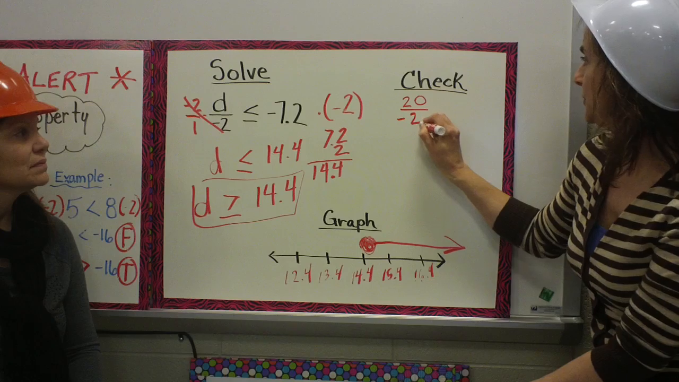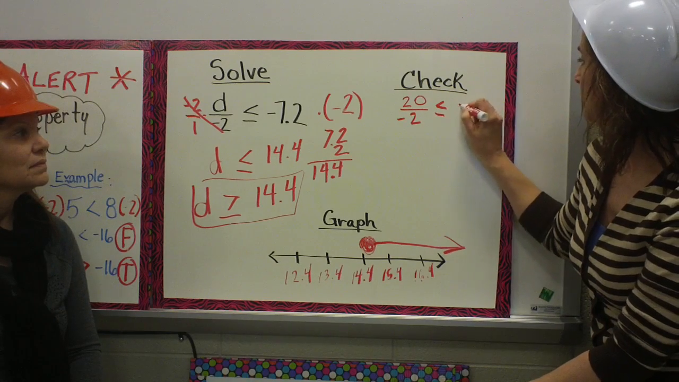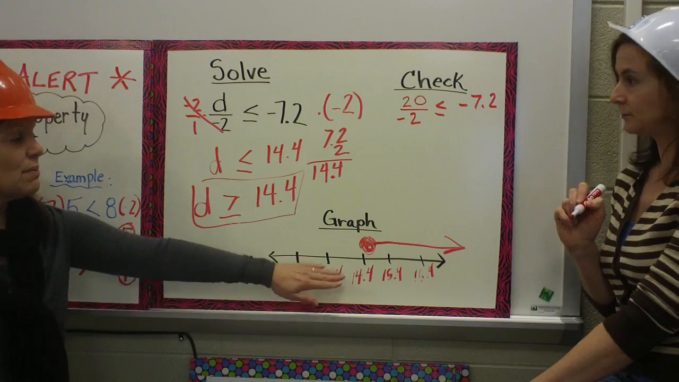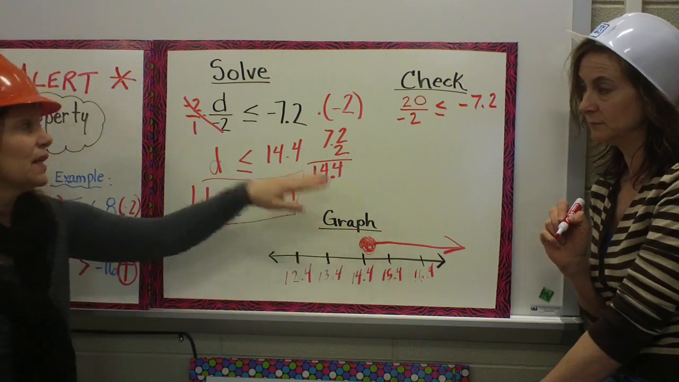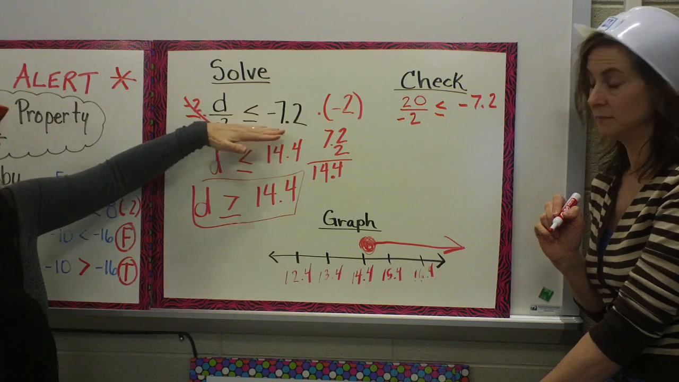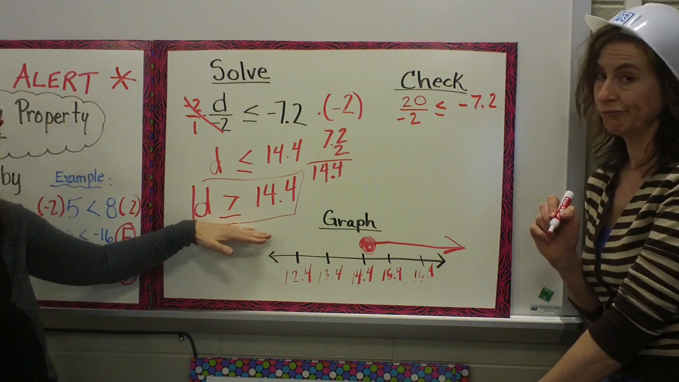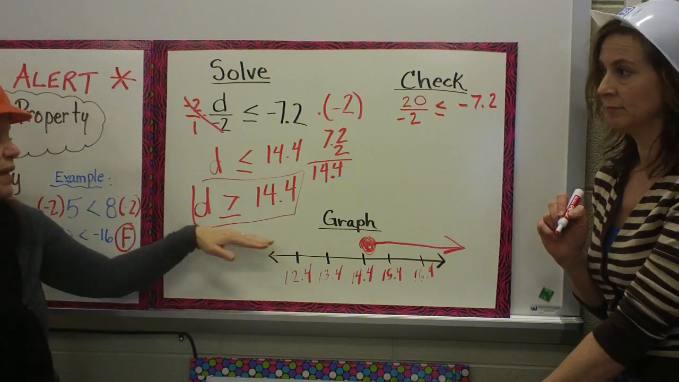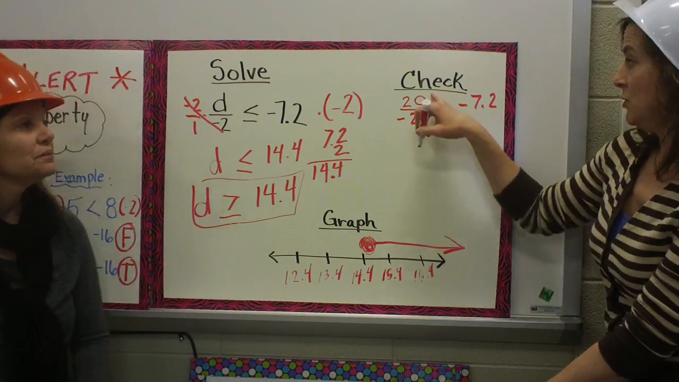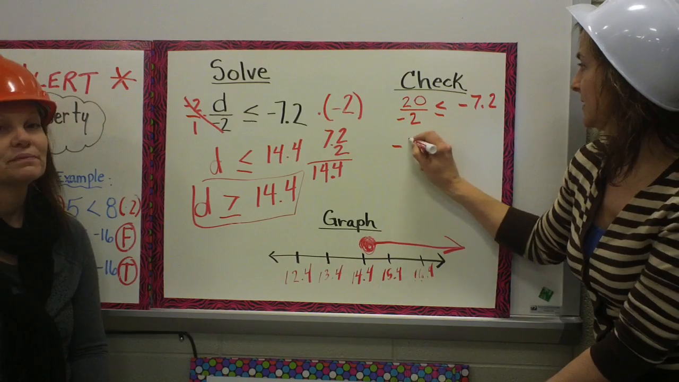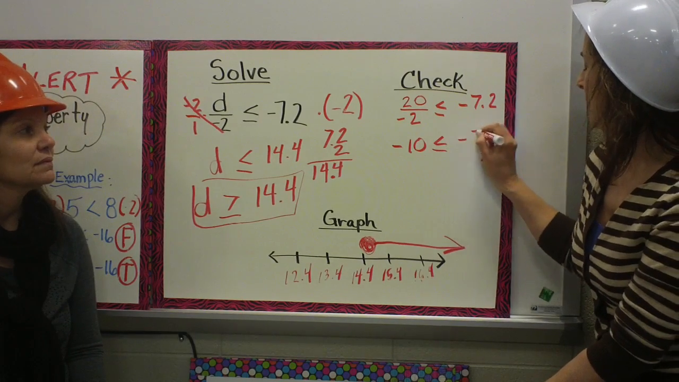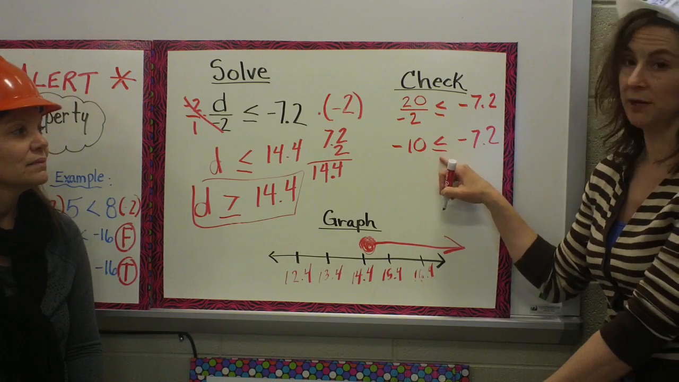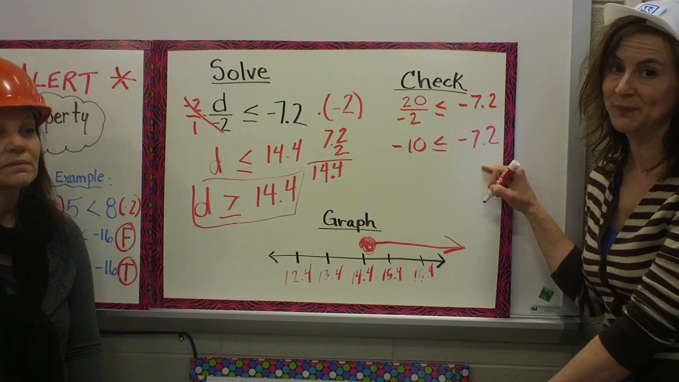Divided by negative 2 would be less than or equal to negative 7.2. Remember that when you're picking a number and putting it in, go back to your original equation. Don't use the inequality symbol that you ended with when you were solving because of the red alert. Remember, we had changed it. So 20 divided by negative 2 is negative 10. And you can see that negative 10 is indeed less than or equal to negative 7.2.